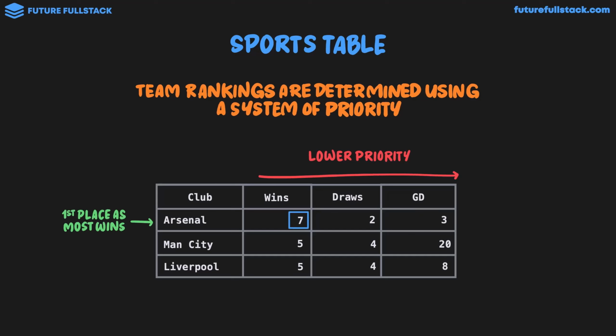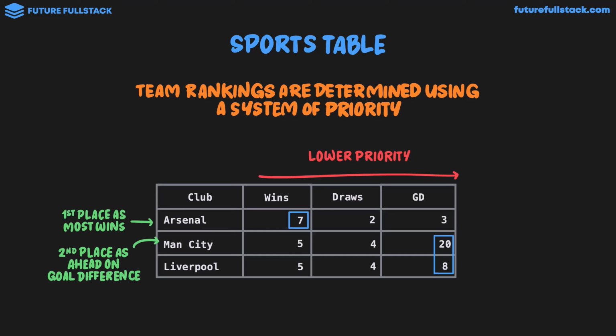Looking now at Man City and Liverpool, they both have the same number of wins, 5 each, and they also have the same number of draws, 4 each. So the place in the table is determined by goal difference. Man City has 20, and Liverpool has 8. So Man City is in second place as they're ahead on goal difference.